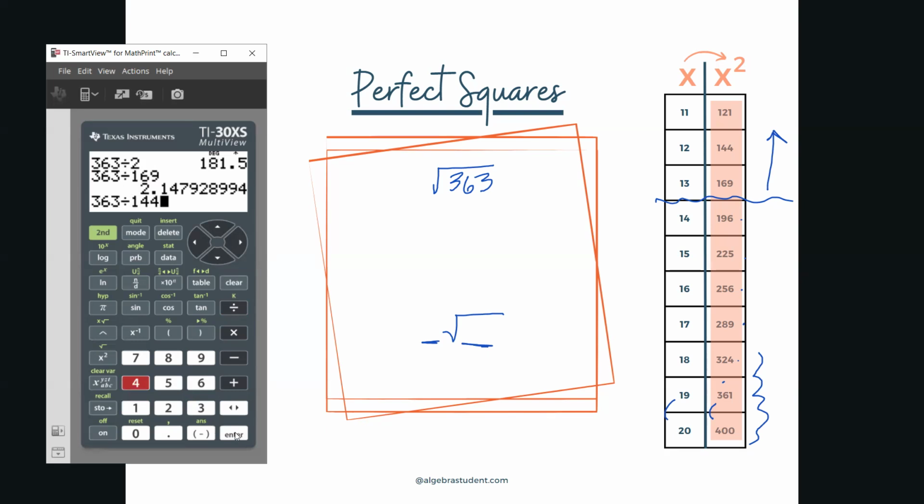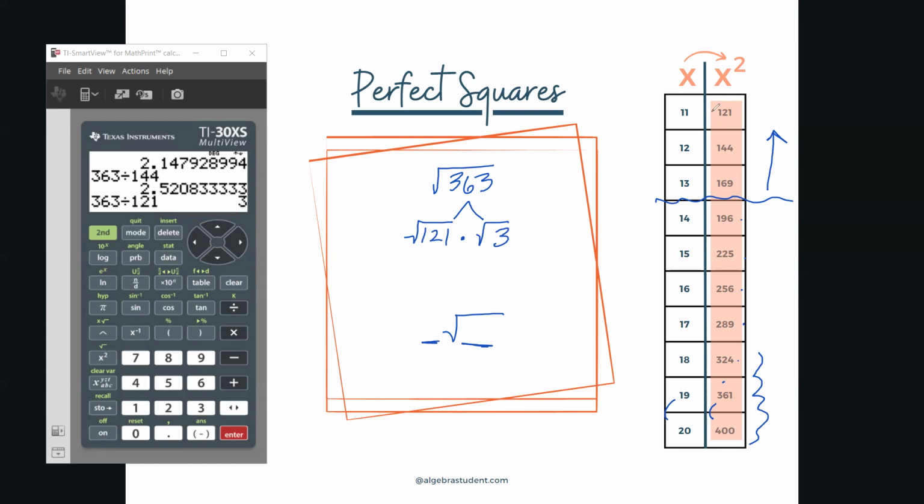And if I get a decimal, then it's not a perfect square that divides into 363. So 144 didn't work, 121. There we go. Okay. So let's split the square root of 363 into the square root of 121 times the square root of 3, because we have just seen that 121 times 3 gives us 363.